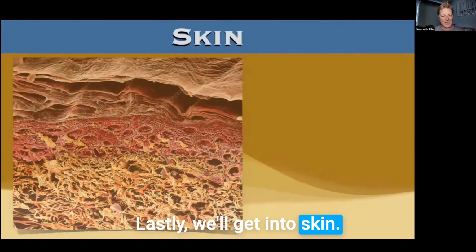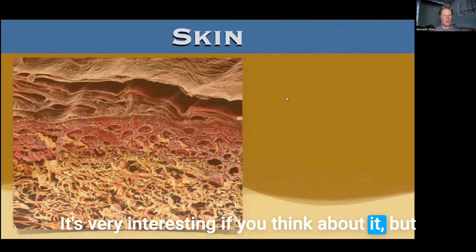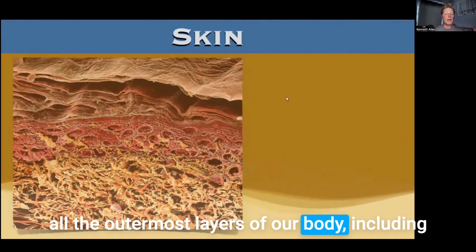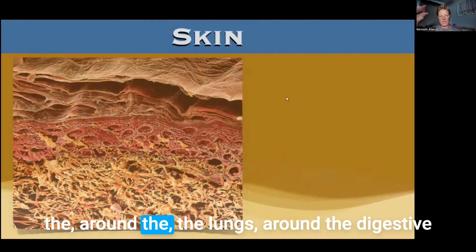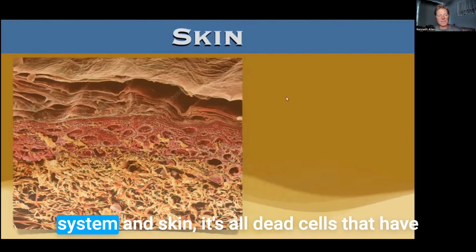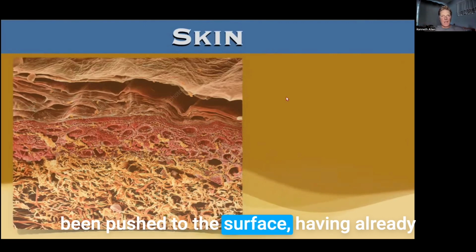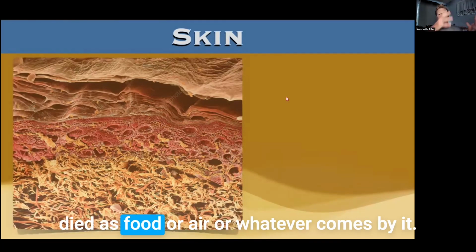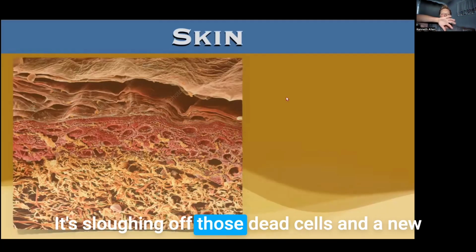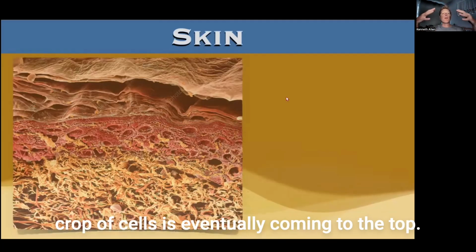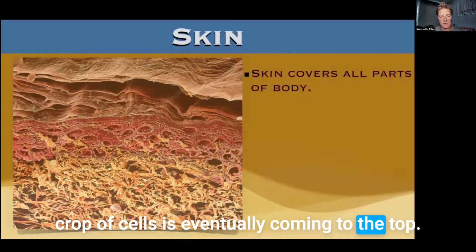Lastly, we'll get into skin. It's very interesting if you think about it, but all the outermost layers of our body, including around the lungs, around the digestive system, and skin, it's all dead cells that have been pushed to the surface, having already died. As food or air or whatever comes by it, it's sloughing off those dead cells, and a new crop of cells is eventually coming to the top.